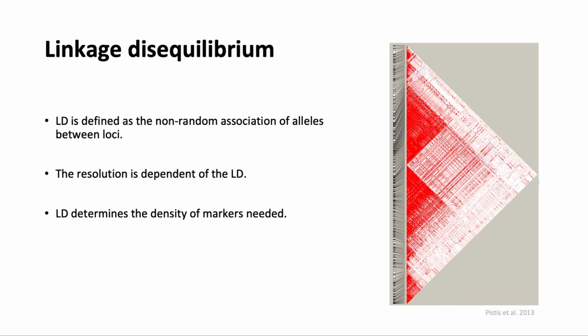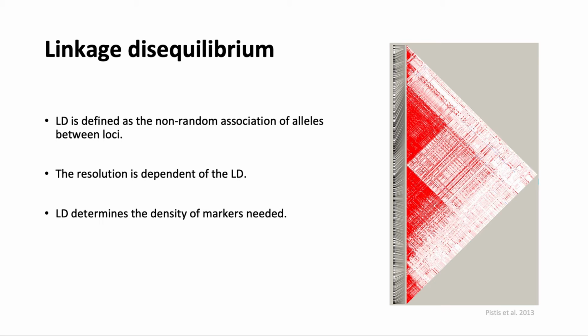If the crop has a high LD and we have big blocks that tend to segregate together to the next generation, that also means that LD has a relationship with the density of markers that we need in the population. So if we are working with a crop that has a high LD, we are not going to need a lot of molecular markers, because we just need markers that we can use to identify the recombination events in the populations.